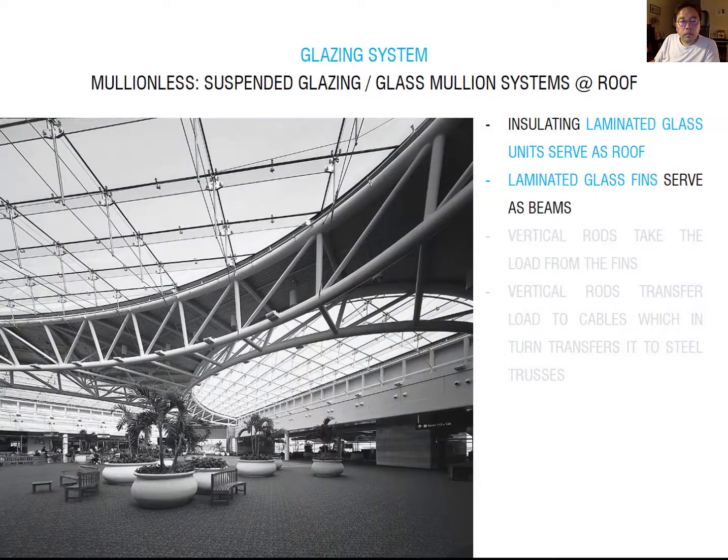So let's look at the next image here. You can see all the frameless roof glass. How can you design the mullionless roof? So let's look at this image. This image is a laminate glass fin. You can see the fin here. This is like a beam here. The laminate glass fin supports the glass roof.